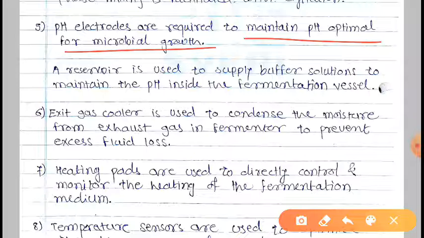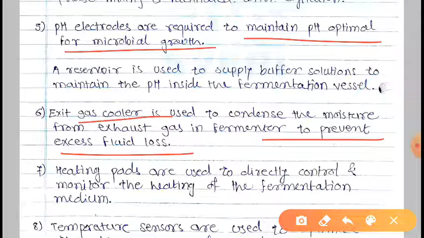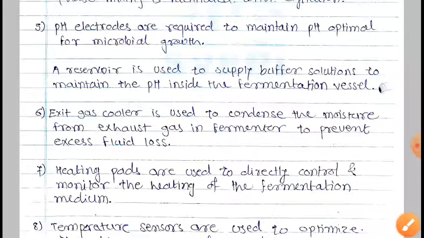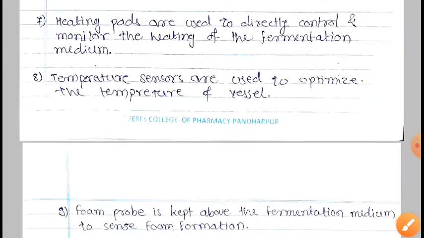The next is the gas exit cooler. In this process, the moisture is condensed from the exhaust gas of the fermenter to prevent excess fluid loss. When carbon dioxide or other gases are produced in the process of fermentation, at that time they also carry the moisture along with those gases. So at the exit we need a cooler or a cool jacket, which avoids the maximum loss of water.